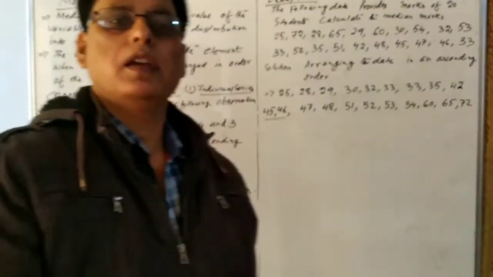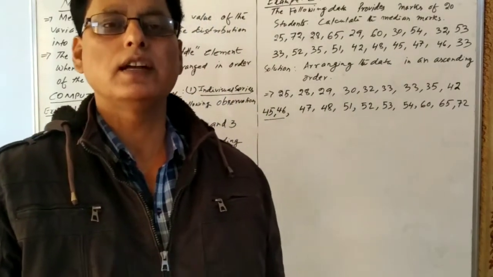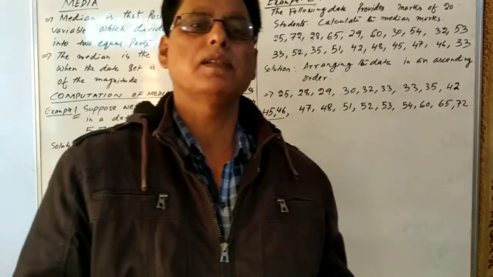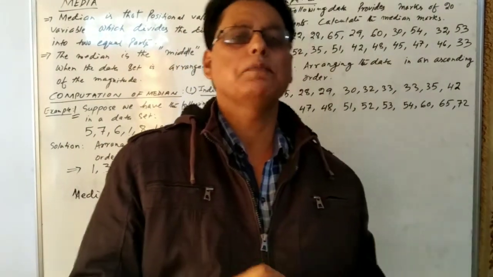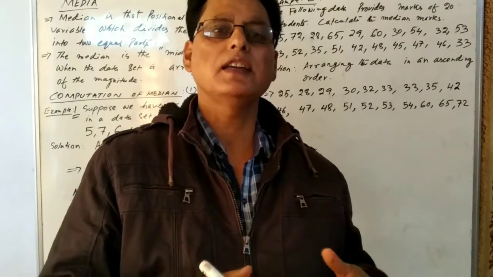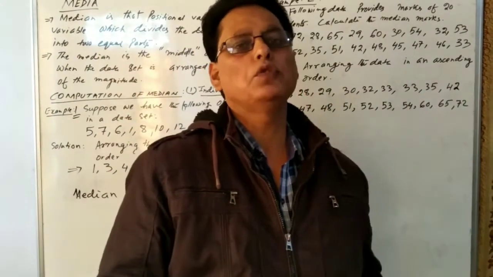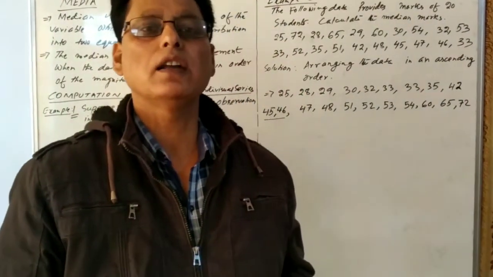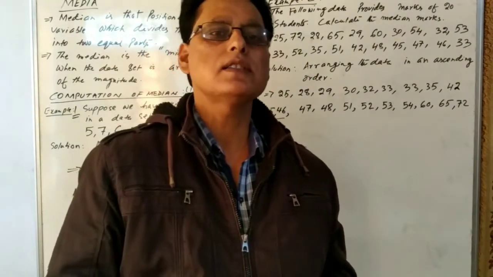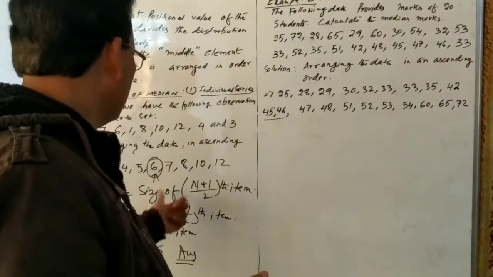But if even numbers are given, then how can we calculate the median? When even numbers are given, then again we have to arrange the data. The first step is that we have to arrange the data in ascending order, and then the two middle values will be taken, their sum will be taken, and divided by 2, and that can give us the median. But this same formula can also be used.